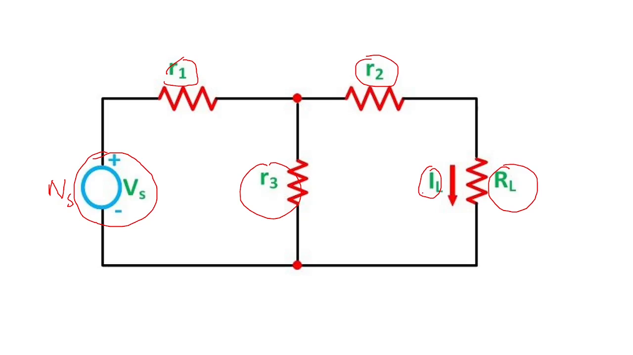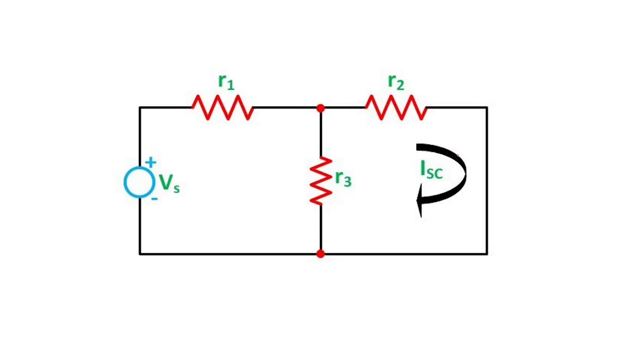Now for this circuit we have to find out the short circuit current which is going to flow when you remove the load and short circuit it, and then we should also find out the equivalent resistance when you see from here. So two things we have to find out. First we'll find out the short circuit current.